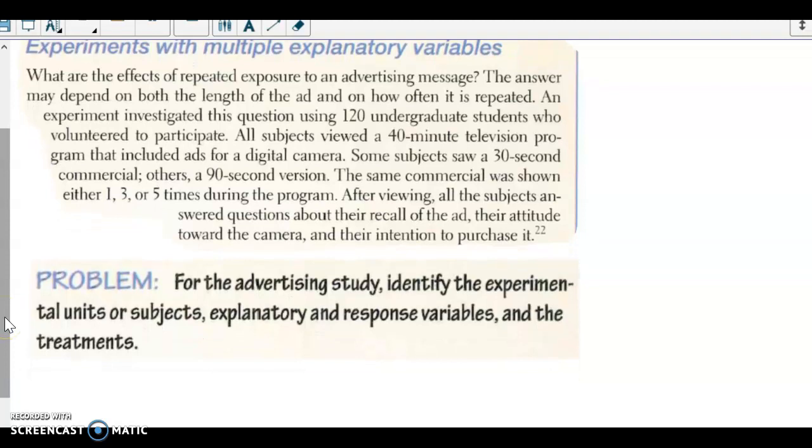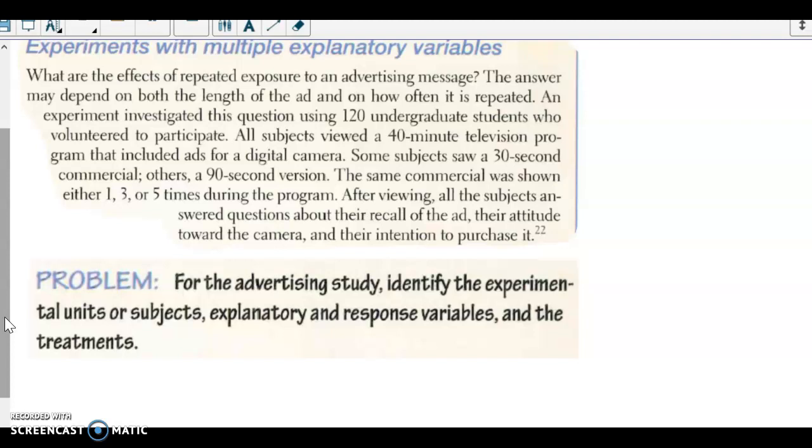Okay, go ahead and take a look, read through this. If you have to pause the video, please do so. But we're going to try to identify the experimental units or subjects. Subjects, again, talking about humans. In this case, I think we're talking about commercials, so we wouldn't be talking about subjects. Explanatory and response variables, and then the treatments. So the subjects are the 100, I guess they are students. I'm sorry, there's 120 undergraduate students, so they are subjects.